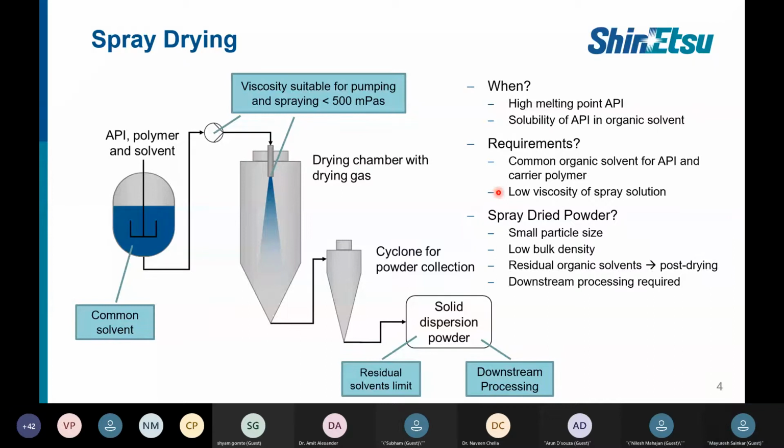And for spray dried powders, the parameters which we generally consider are the particle size, the bulk density, the drying temperature, and the residual organic solvents being used. So all these are in-process parameters we have to consider during the process. And finally, for the solid dispersion powder which you get, there again, you have to cross check the residual solvent limits. For example, if you are using IPA as a solvent, generally USP specifies that less than 5000 ppm should be there when you're calculating your residual solvents at the end of the process.